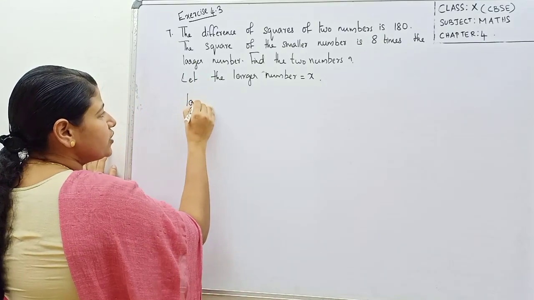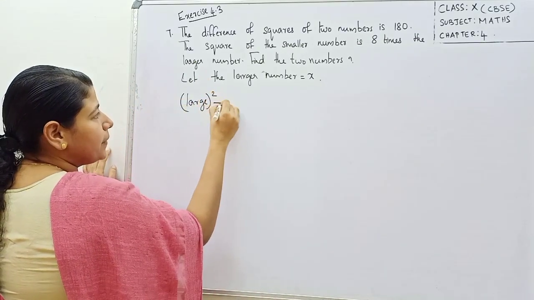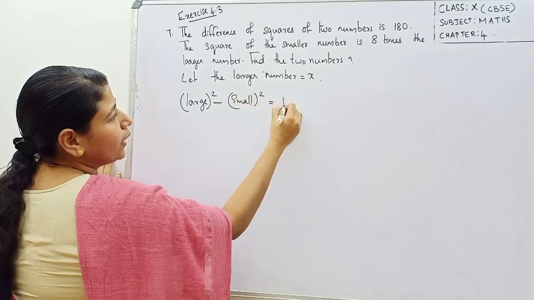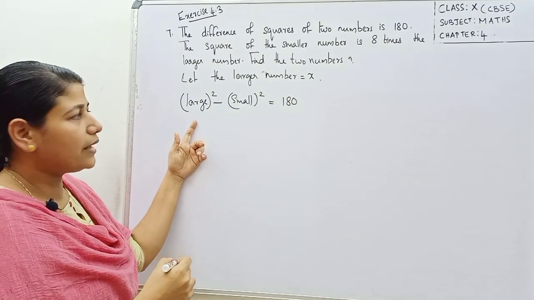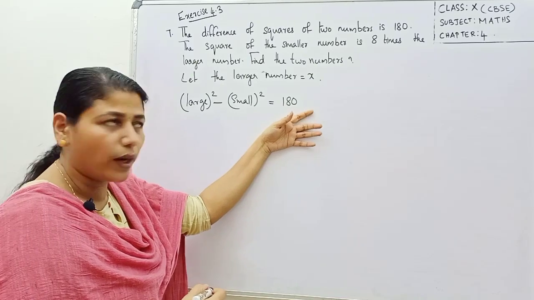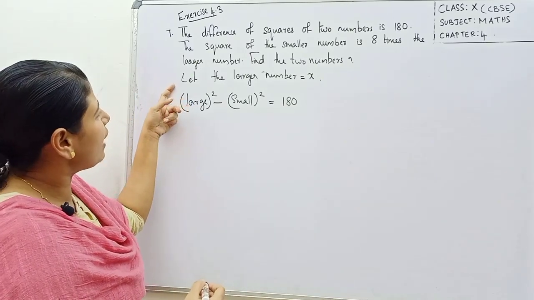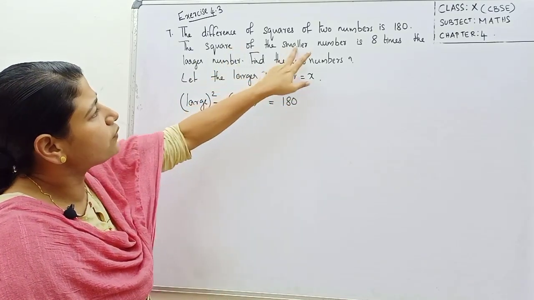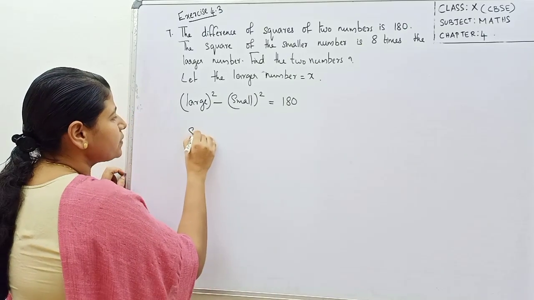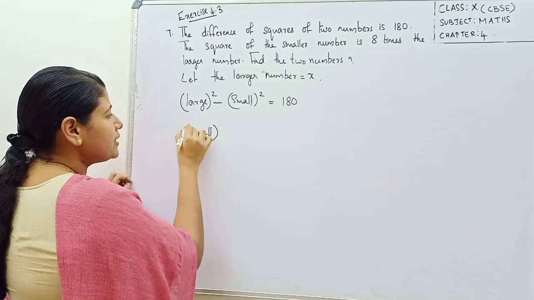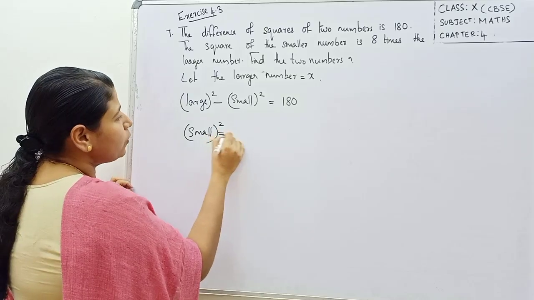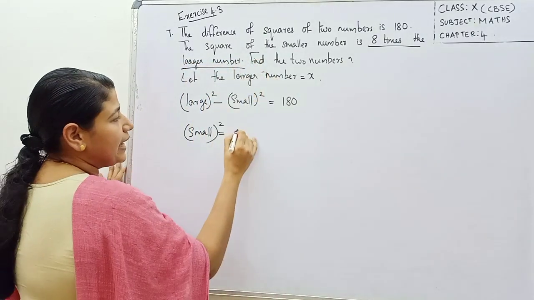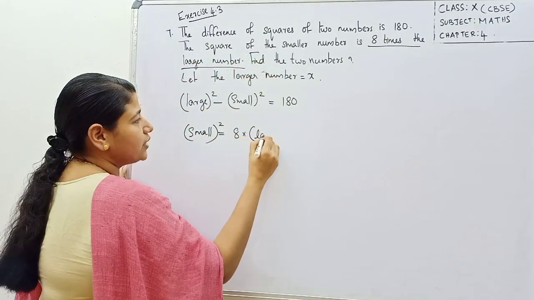So, the square of the larger number minus the square of the smaller number will give you 180. We have already taken the larger number as x. And what about the smaller number? The square of the smaller number is equal to 8 times the larger number. 8 times means 8 into the larger number.